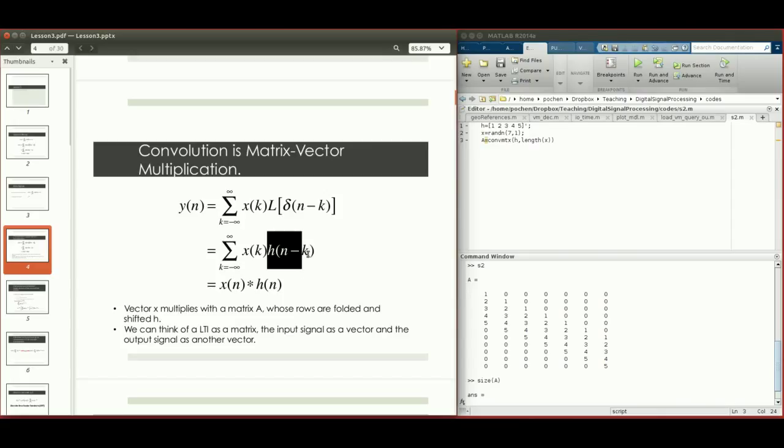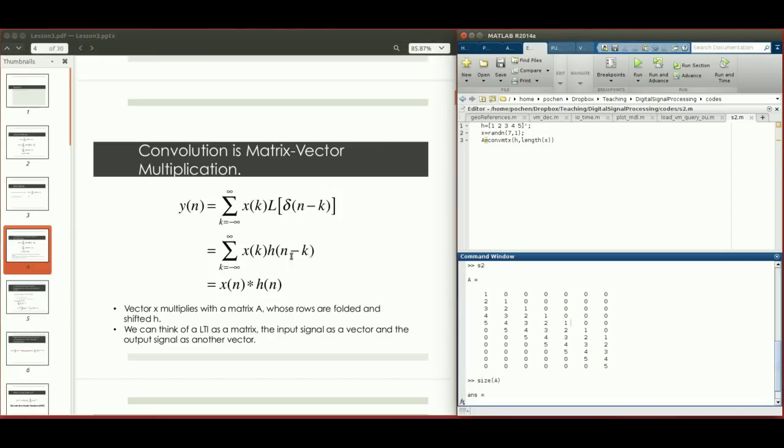If you look at H as a function of K, not as a function of n, as we talked about in lesson 2, it is indeed a flipped H and then shifted by n, right? So H as a function of K is a flipped or folded H, shifted by a factor of n. And then you can see the correspondence between this function and all the different rows of A. The different rows of A are indeed flipped or folded H, because it's reversed, and then it's also shifted, with different amounts of shift. Do you see?